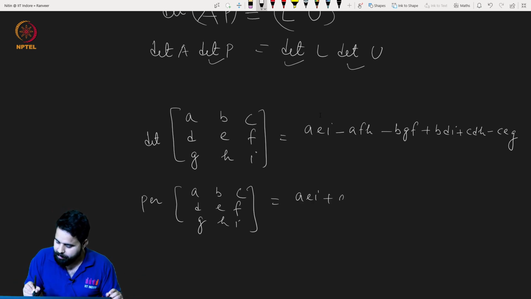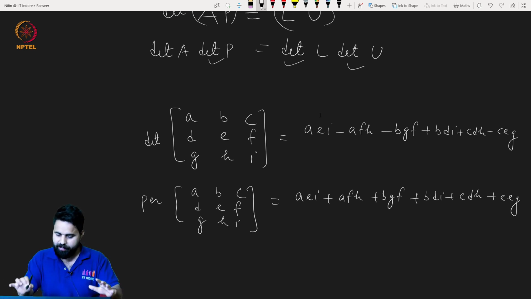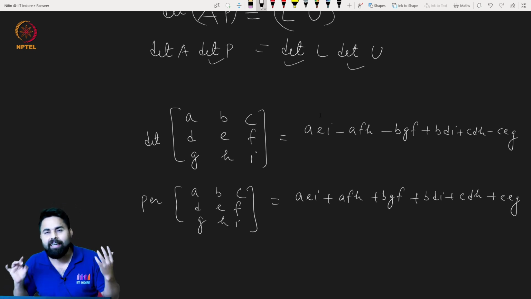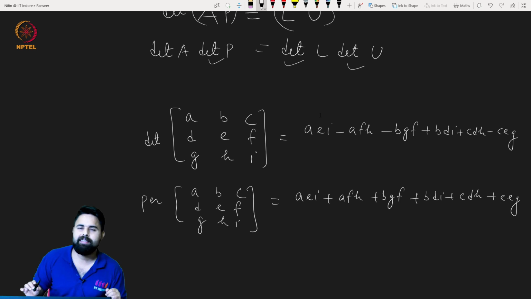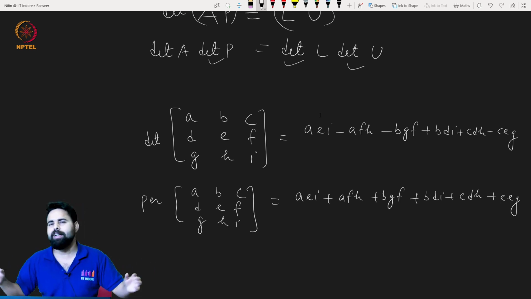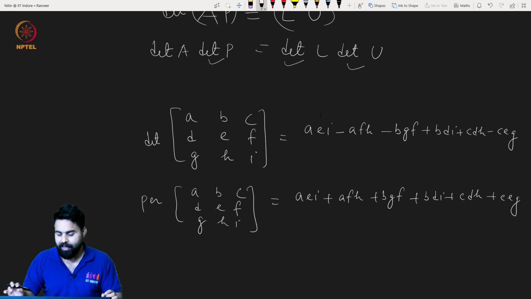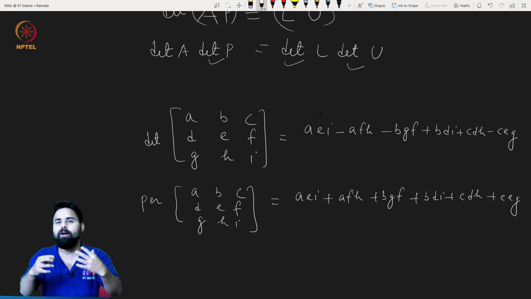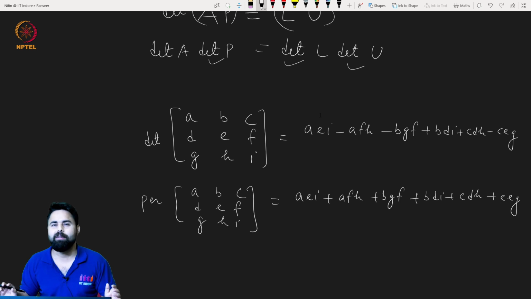A, E, I plus A, F, H plus B, G, F plus B, D, I plus C, D, H plus C, E, G. I hope I have written it correctly. Now the question is, suppose I give you a very large matrix, n cross n, maybe 100 cross 100, right? Now the determinant, I already told you how we can calculate using LUP decomposition. Okay, what about the permanent?